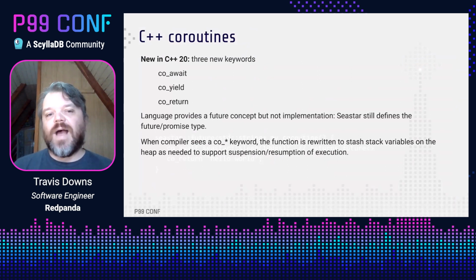But it's not really a batteries-included implementation. The language provides the concept and a lot of the wiring in the compiler, but you still need a framework to implement the promise type. The framework needs to schedule tasks that have been suspended. So at least half of the work is left to the framework. And in our case, the framework is Seastar. Seastar defines the promise type and all the other associated stuff to make coroutines into a viable async programming model.